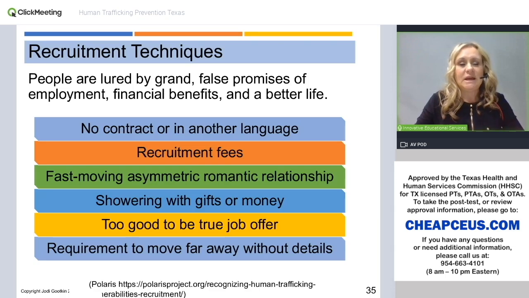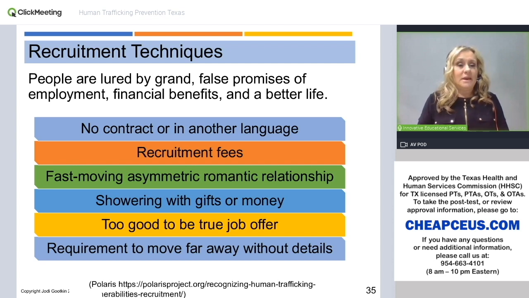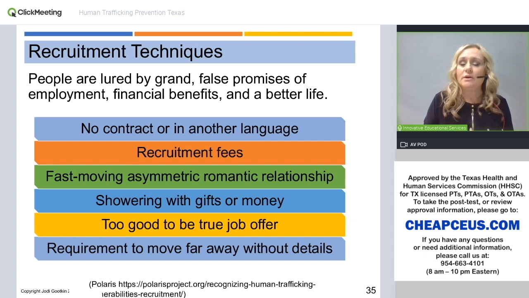Different recruitment techniques that are utilized by the trafficker are typically big false promises that are going to fill the void for that vulnerable individual that makes them become trapped in that trafficking situation. A better life, better finances, maybe it's just more emotional support.